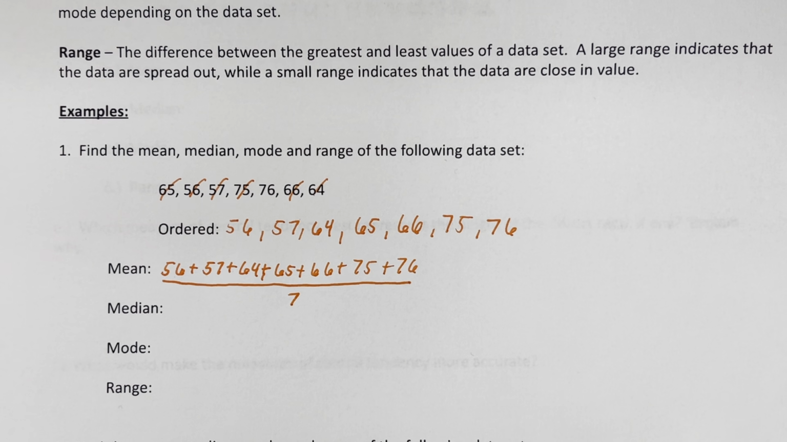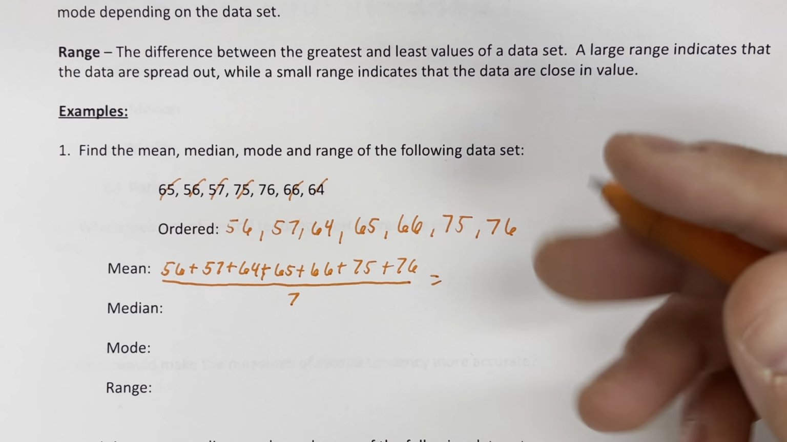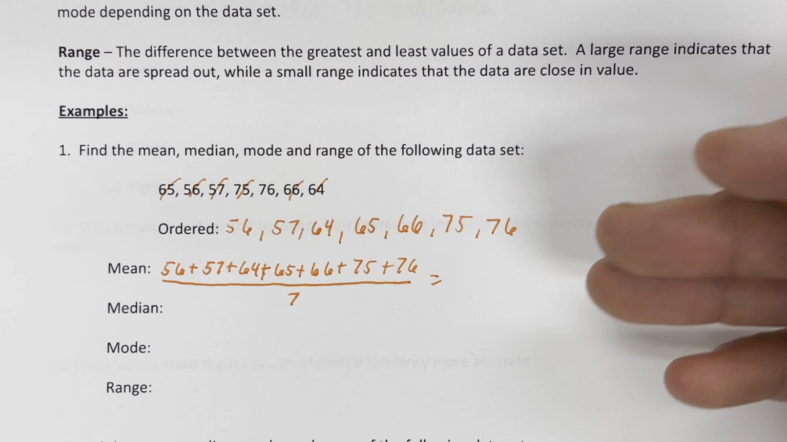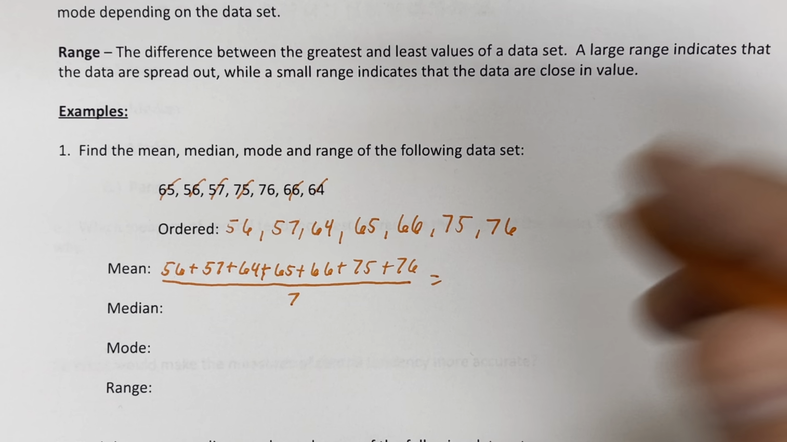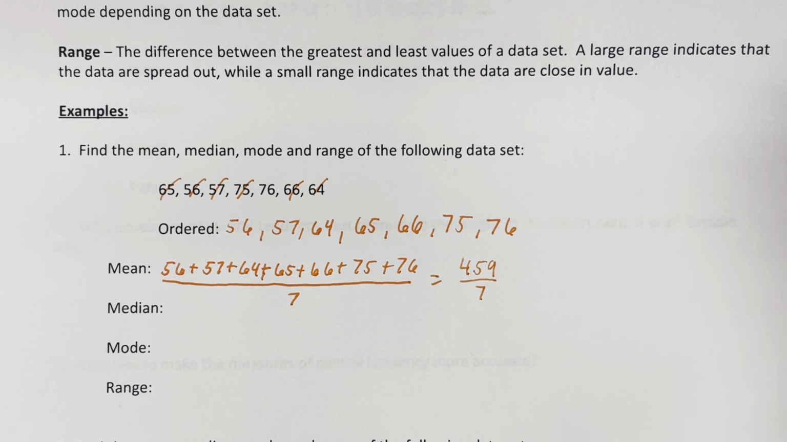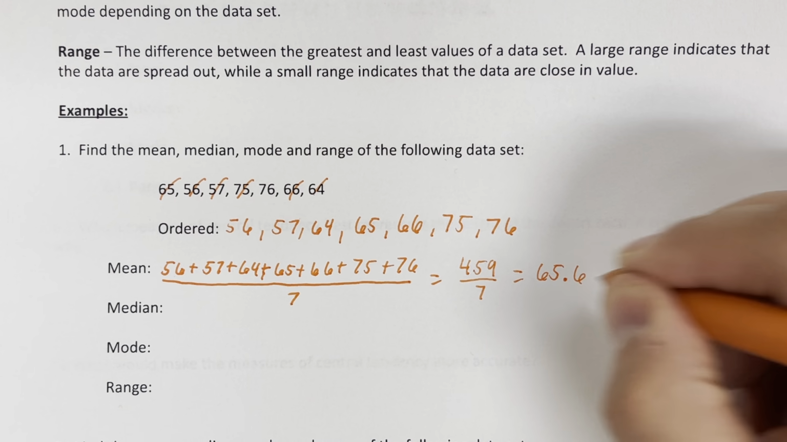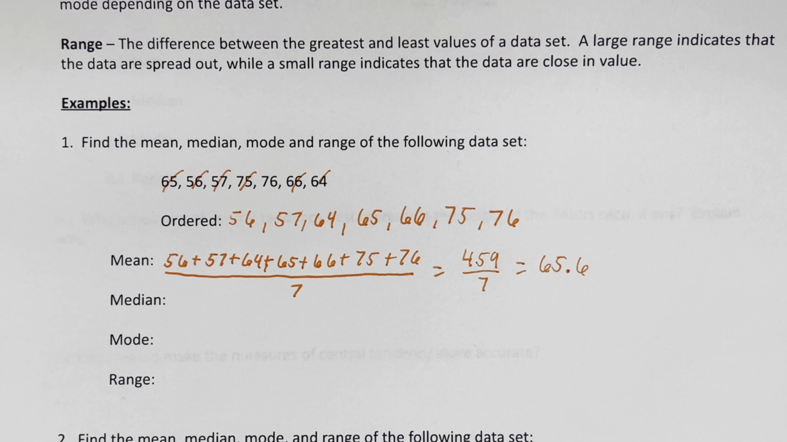In order to add all these up, I would recommend using a calculator. I'm not going to show you how to type that in. Make sure you maybe type it in twice to make sure you don't make a typographical error. You should get 459 divided by 7, which is 65.6. And that would be how we would find the mean.